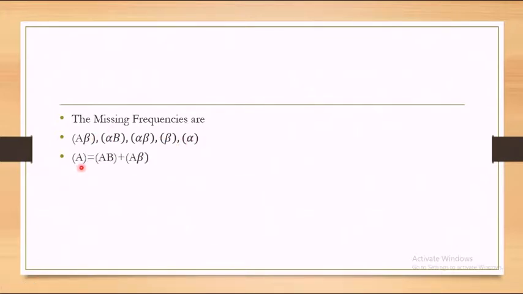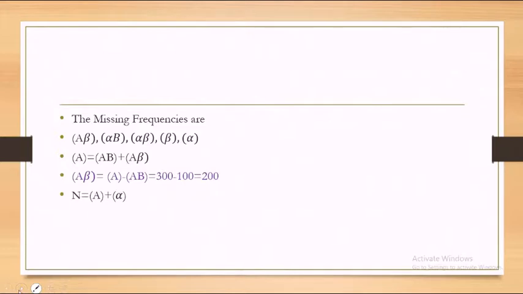Now you know the formula that A is equal to AB plus Aβ. From that you can find out Aβ. Aβ is equal to A minus AB, which is equal to 300 minus 100, which is equal to 200. This you will get from your table, right?